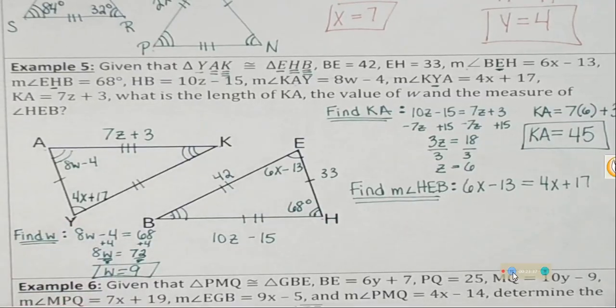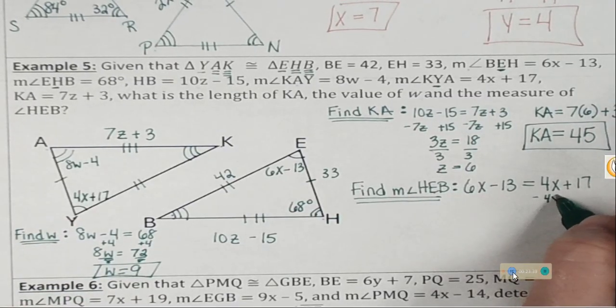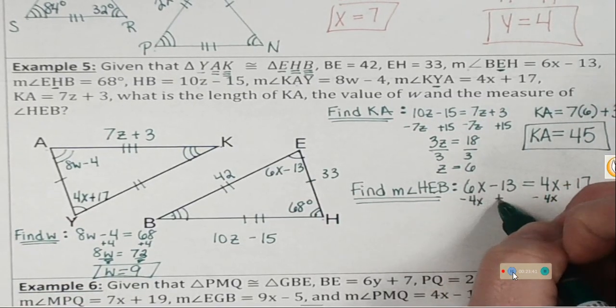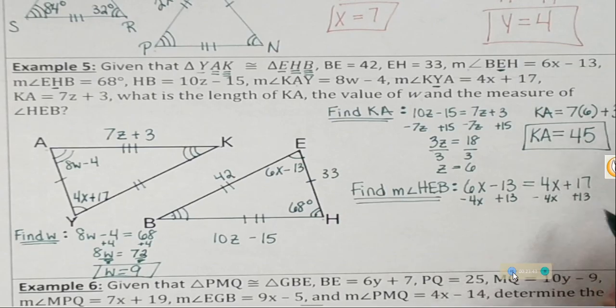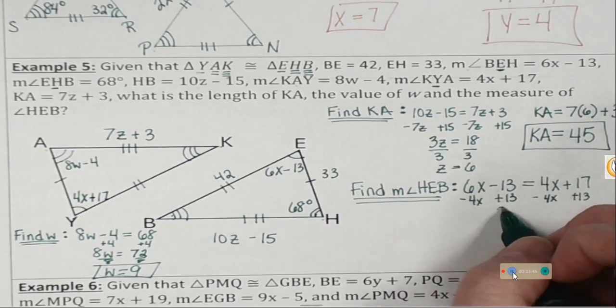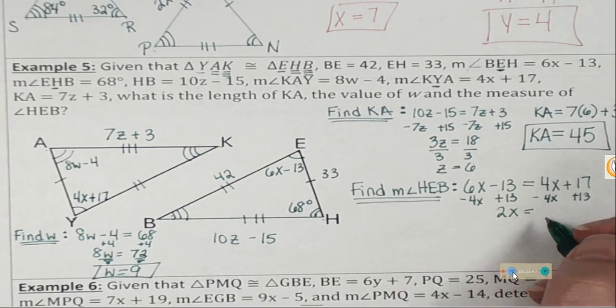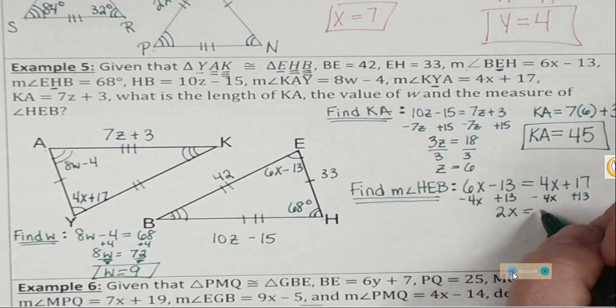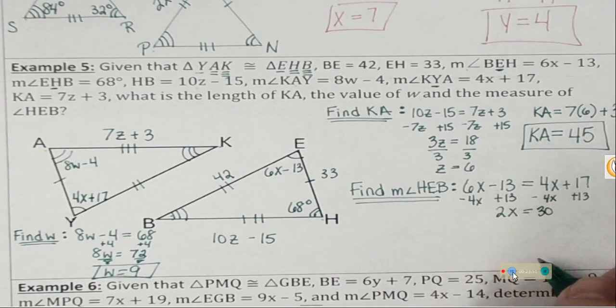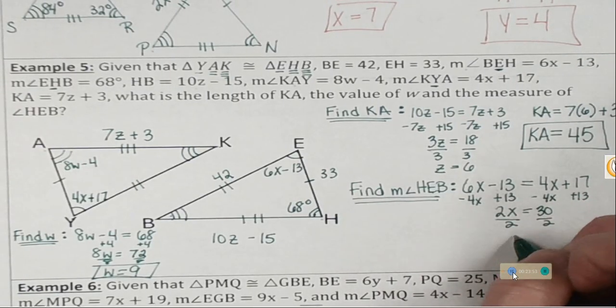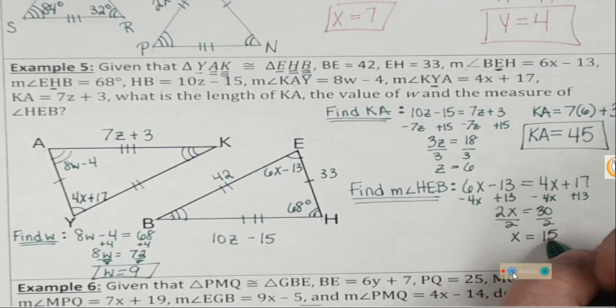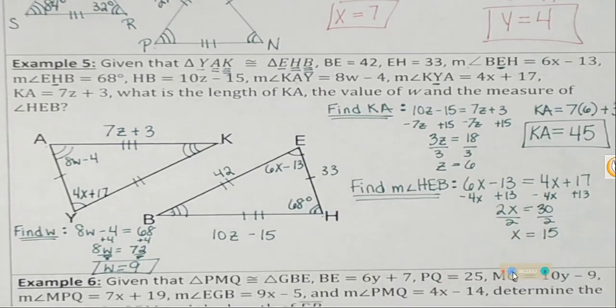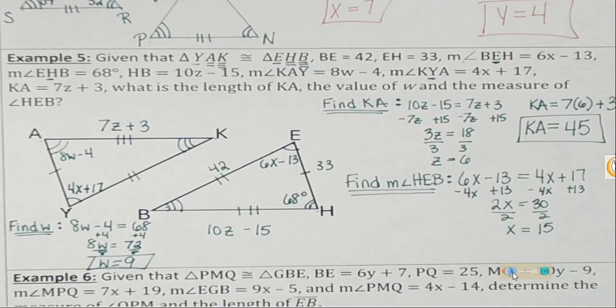And so now I'm going to solve. I'm going to minus, you're paying attention up here, boys, 4x. I'm going to add 13 to both sides. Inverses cancel. I get 2x equals 17 plus 13. What is that? 30. I'm going to divide by 2. X equals 15.